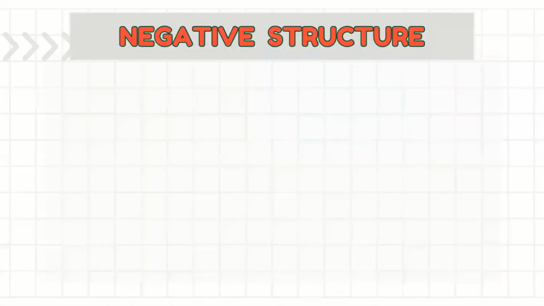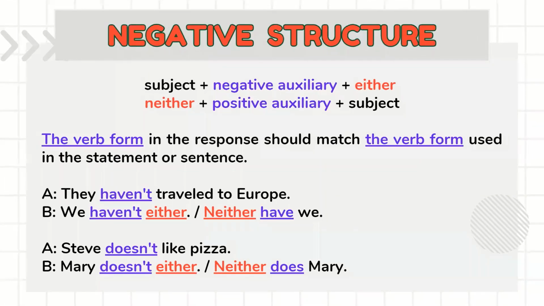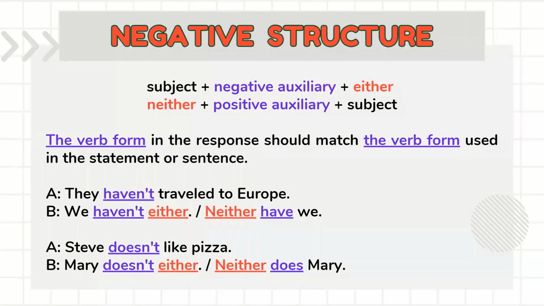For negative structure, we have something very different from the affirmative. In this case, you have two options. The first one is subject plus negative auxiliary plus either. And the second option is neither plus positive auxiliary plus subject. And in this case, also, the verb form in the response should match the verb form used in the statement or sentence.